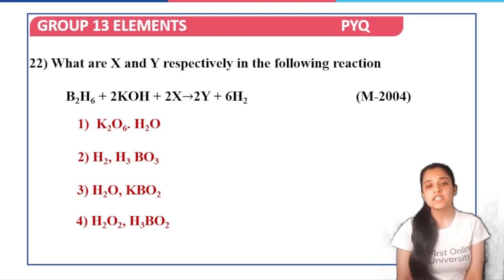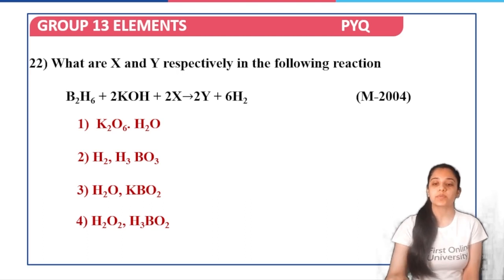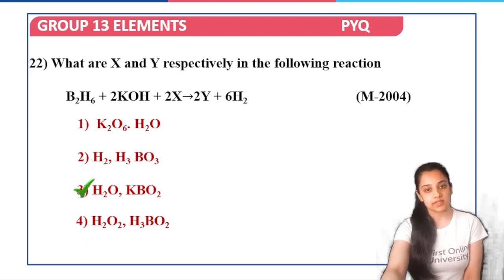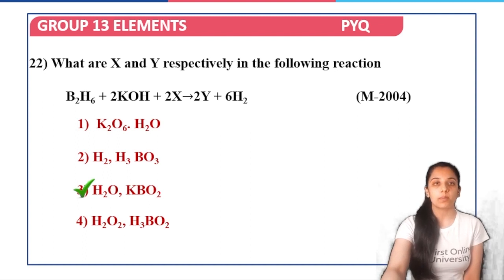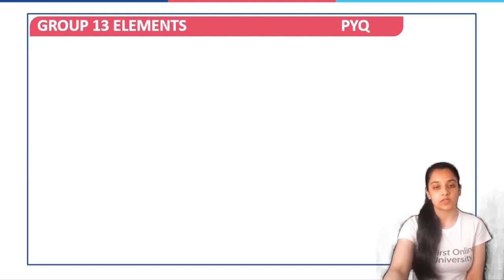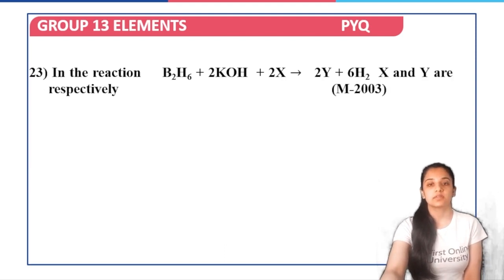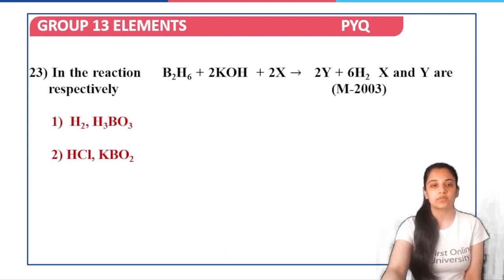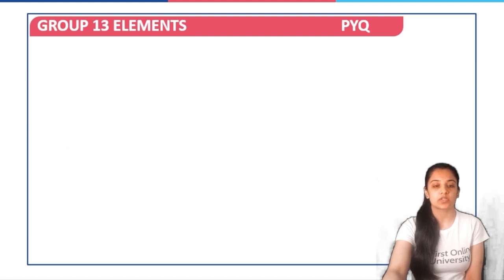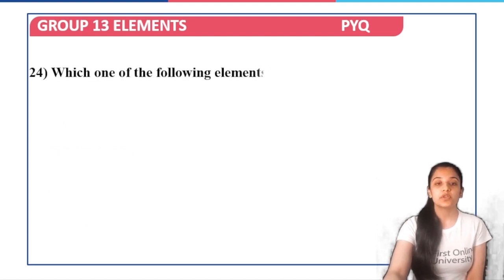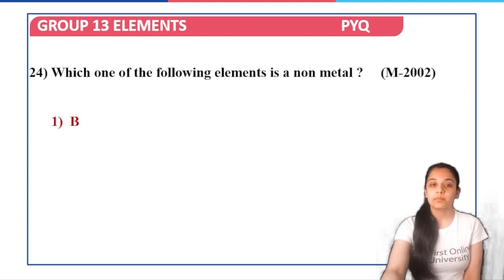So since we know that X is water, option 3 is going to be the correct answer, and KBO2 is what is formed along with H2 being liberated. Next question is, in the reaction diborane plus... okay, we have already covered this question, so let's move on to the next question. Which one of the following elements is a non-metal?